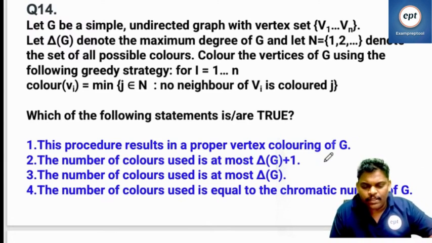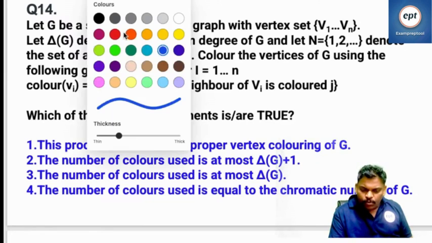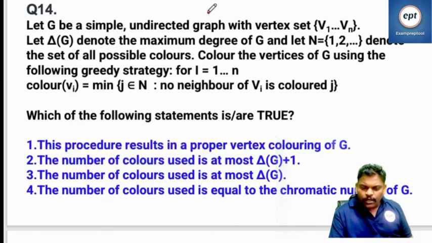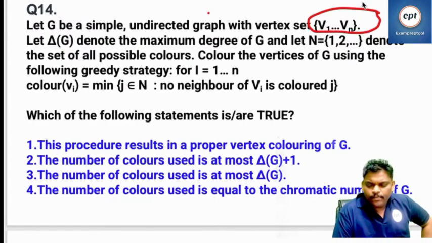So what is the answer for this? If you observe this problem, the graph contains v1 to vn, so n vertices. Delta of G denotes the maximum degree of G, and let n be 1, 2 and so on.